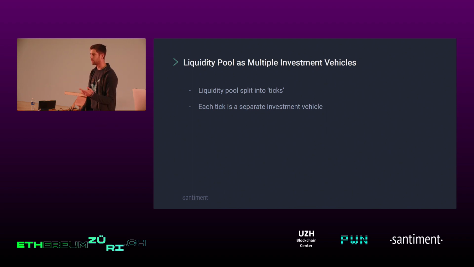So good. Now we have ticks, and if you think about it, each tick is sort of its own investment vehicle, where previously in V2 the whole pool was one investment. Now in V3 each tick is its own investment because each tick could have its own liquidity and swaps happen at specific ticks. So it's the tick that gets the fees on its liquidity. Itself, it's kind of its own unit.